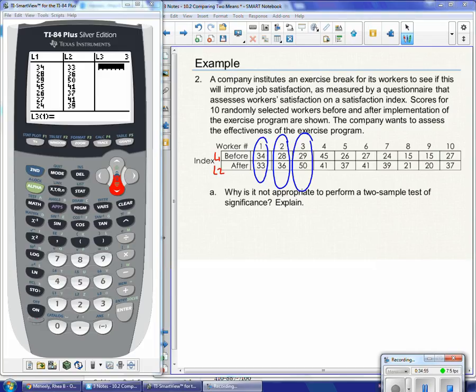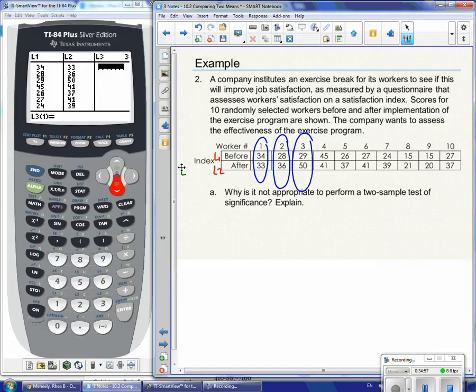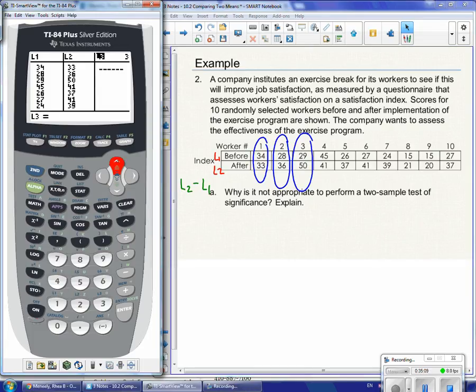So I'm going to actually do L2 minus L1 because I would expect that if I subtract that way, there should be a positive difference. That might not be the case. Some people might be bitter that they're being forced to exercise at work. Who knows? So on my calculator, I'm going to go up to the tip top of list 3, and I'm going to go ahead and do the subtraction L2 minus L1. And you might find that some of the values are positive, some of the values are negative.